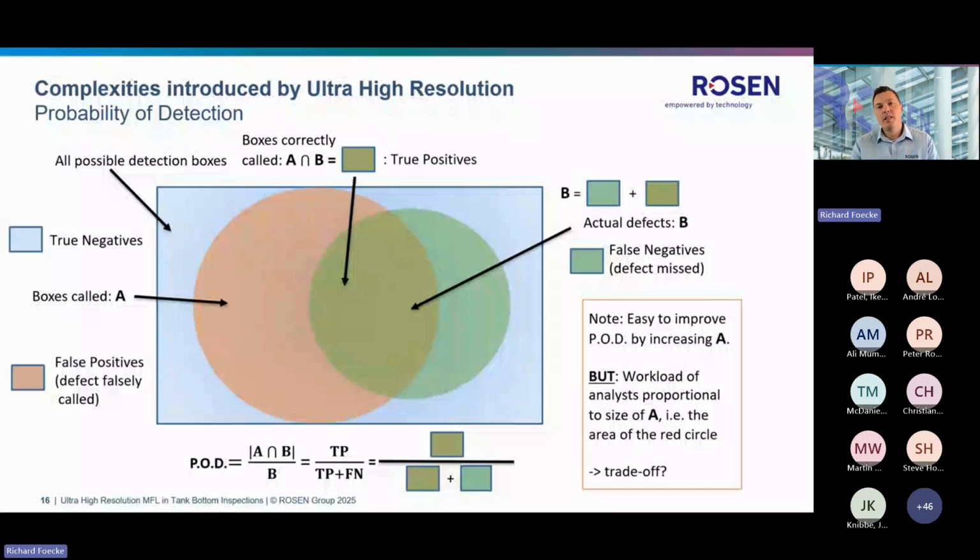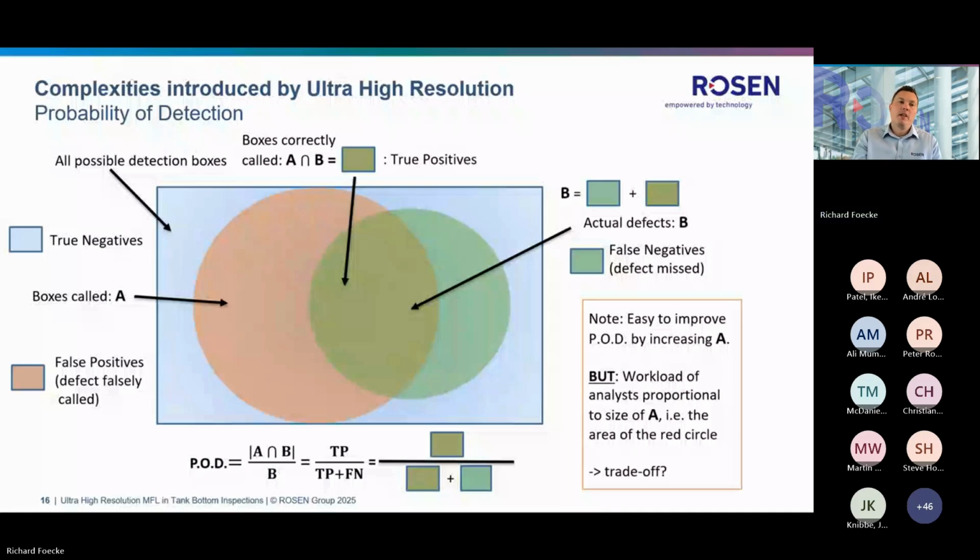I would like to make a note here. When we talk about the POD, the probability of detection, it is easy to improve the POD just by increasing A, the boxes that you identify as an indication. However, all of these indications that are detected and boxed also need to be assessed from a data evaluation perspective. So the workload is proportional to the size of this group. And there the question is, is there a trade-off?